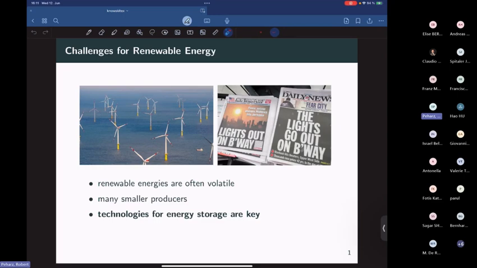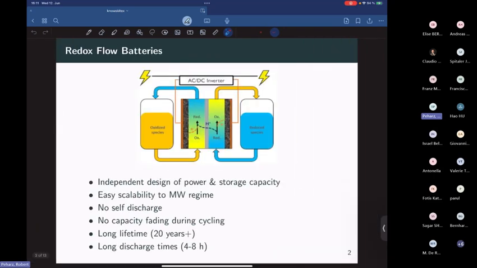You would pump up water into heights using the excess energy, and then you can release the water and recover the energy. Or you could use pressurized air, or maybe store it as heat. It's pretty unlikely that we will have one single way to store energy, but one particular candidate to store energy is redox flow batteries.